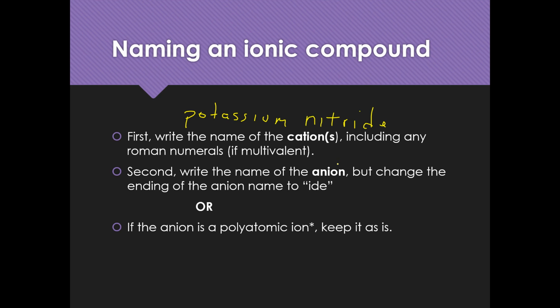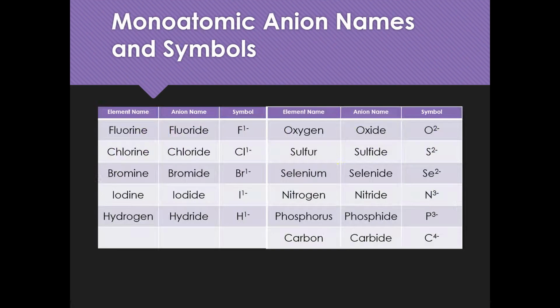So what about the -ide endings? Here is the list of all the nonmetals and their charges and what their name is. For instance, fluorine becomes fluoride, chlorine becomes chloride, bromine becomes bromide, iodine becomes iodide, hydrogen, when it forms a negative charge, will be hydride, oxygen will become oxide, sulfur will become sulfide, selenium will become selenide, nitrogen will become nitride, phosphorus will become phosphide, and carbon, when it does form a -4 charge, will be called carbide.